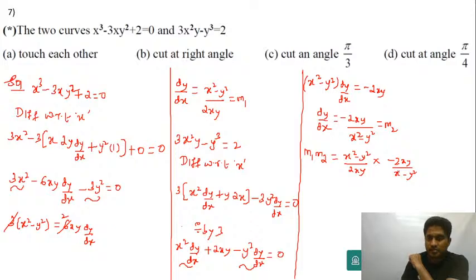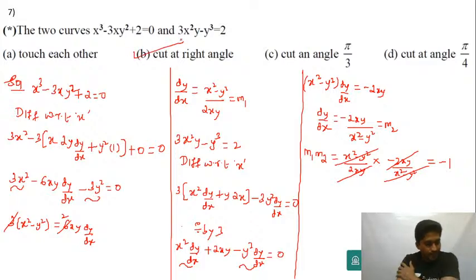Divided by x square minus y square. So this will cancel and this will cancel. You will get minus 1. So m1 m2 is equal to minus 1. Two curves cut each other orthogonally. They cut at right angles. Answer is option B. Hope you understood, guys.